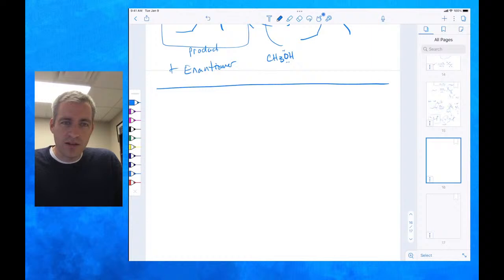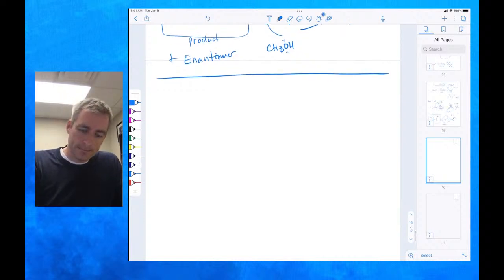Okay, Allison's question is back again. She meant question 7, and it says, which of the following represents a set of constitutional isomers? These are our molecules.